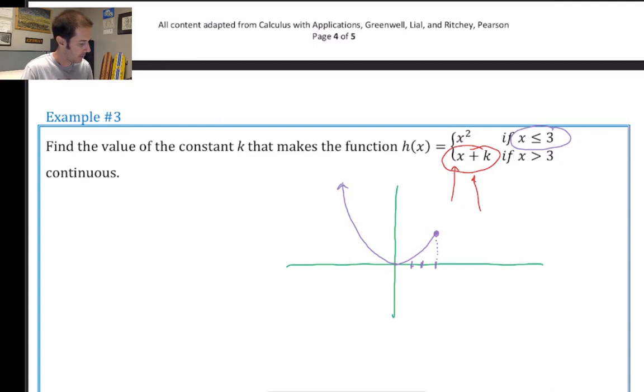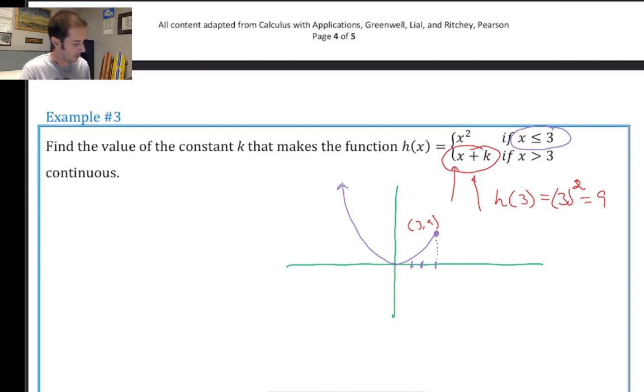And what would be helpful is if we knew the y-coordinate of that point right there. So let's figure that out. Let's figure out h of 3. So we take the 3, we plug it into the first piece of our piecewise function, we square it, and it's equal to 9, so this point right here has coordinates (3, 9). So we need to make sure that the second piece of our piecewise function passes through the point (3, 9).